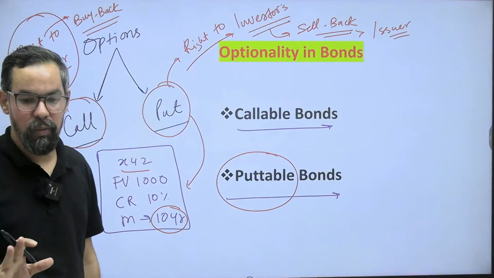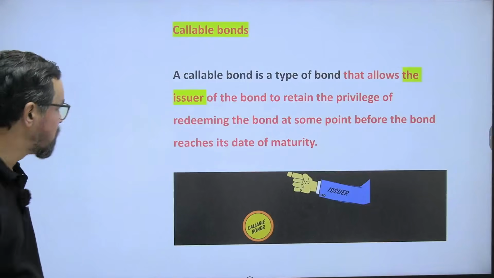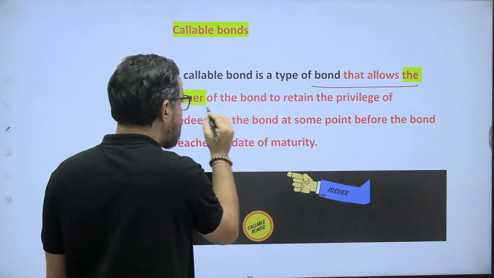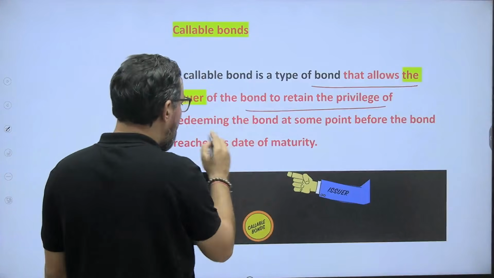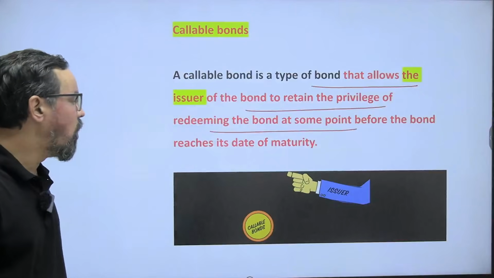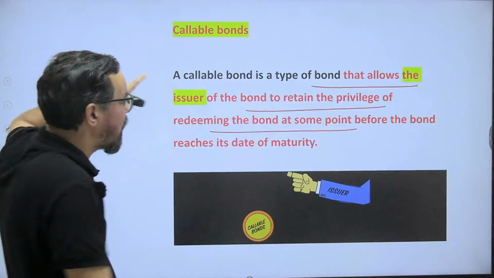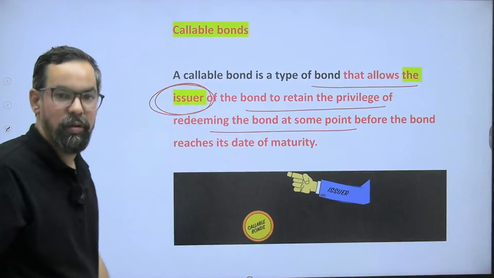Callable and putable bonds are very important and get asked many times, so please do remember this one. A callable bond is a type of bond that allows the issuer to retain the privilege of redeeming the bond at some point before the bond reaches its date of maturity. So it allows or gives the right to the issuer. You have to remember this one.